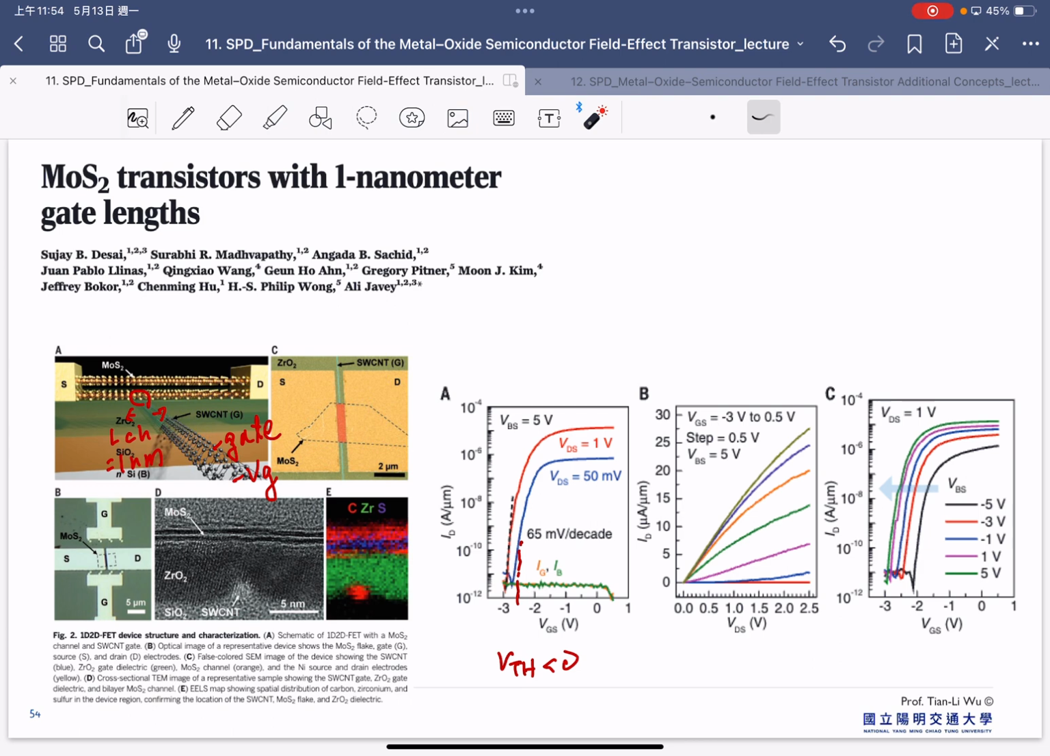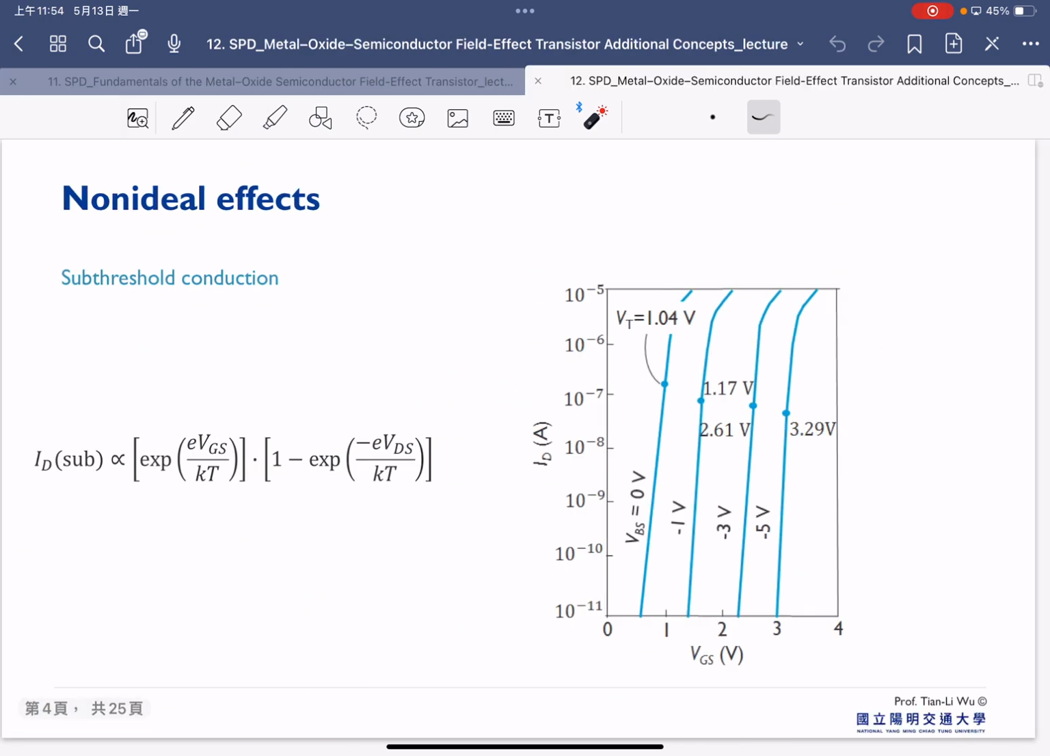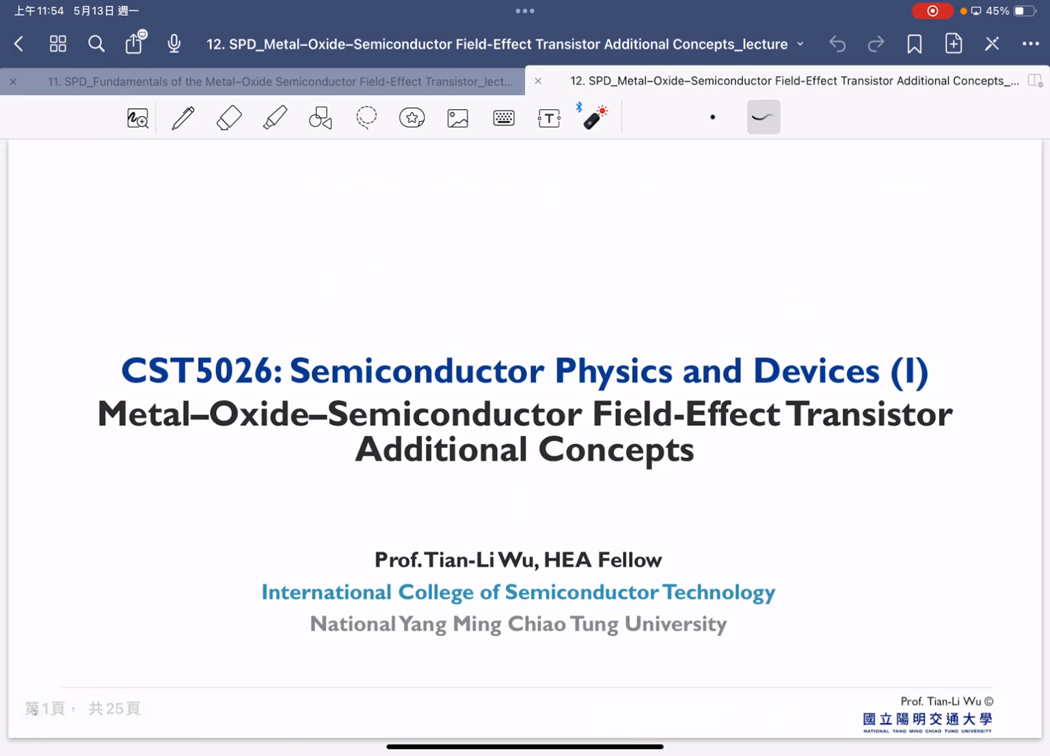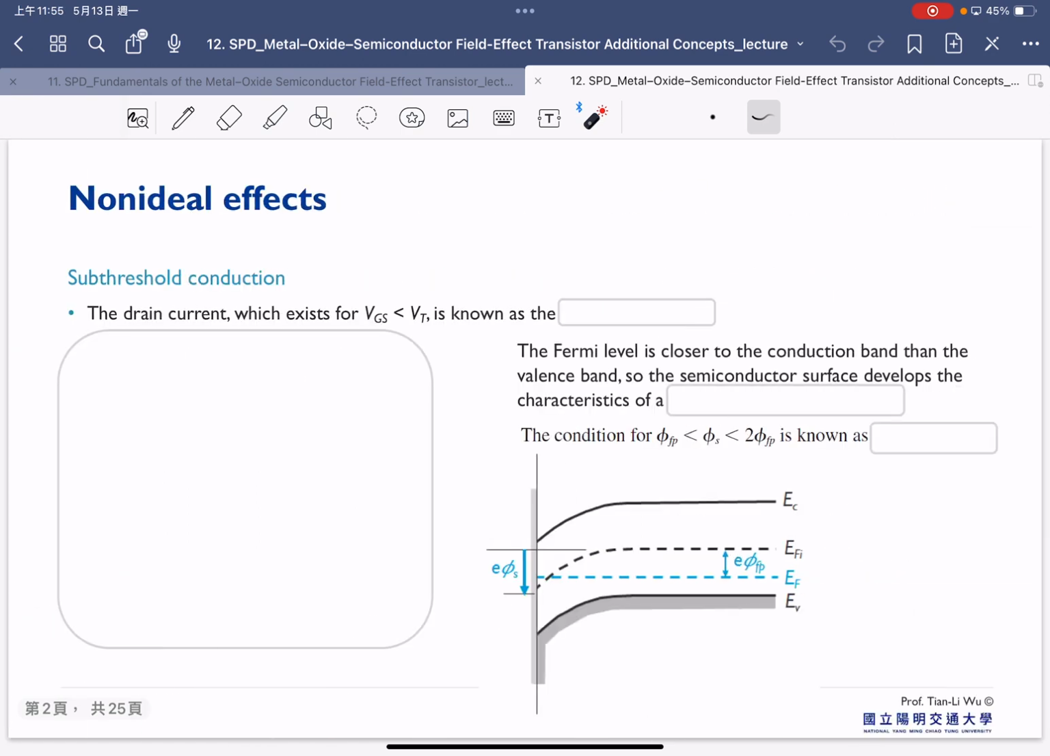Okay, so finally we finish the MOSFET. With the time left, I would like to continue to move on. There are still some additional concepts for the MOSFET that you have to know, especially related to some non-ideal effects.